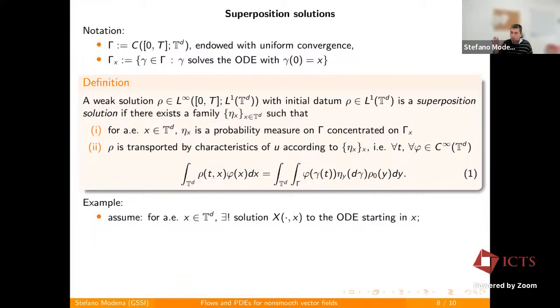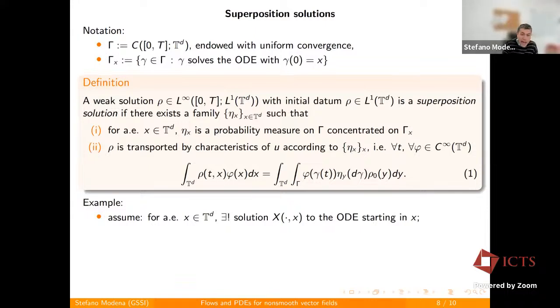Let's assume, for example, that we know that for our vector field, for almost every x, there exists a unique solution to the ODE. A very happy, very nice situation. Let's call this solution, with the usual notation, capital X(x, t), where x is the starting point and t is the time variable. So let's assume that for almost every x we have a unique solution. So this set gamma_x is a singleton for almost every x. This is the case for smooth vector fields, for instance.